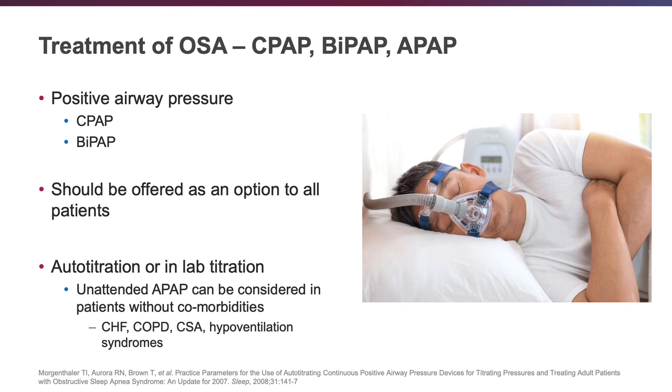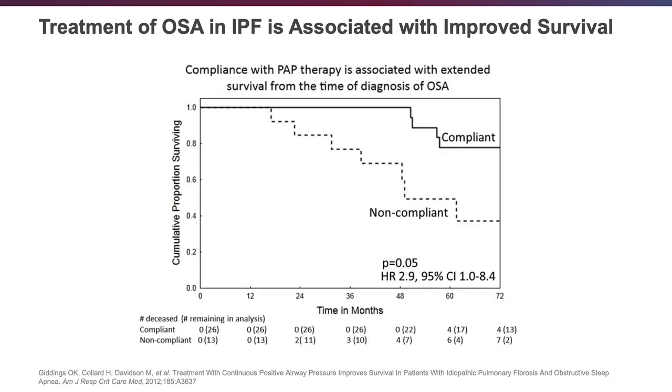How do we treat this? Very simple. We use airflow provided by a mask to keep the airway stented open and keep it from occluding, and ultimately stop the recurrent desaturation events that occur. Olivia Giddings back in 2012 published an abstract with the American Thoracic Society that noted that the treatment of sleep apnea in IPF was associated with improved survival.